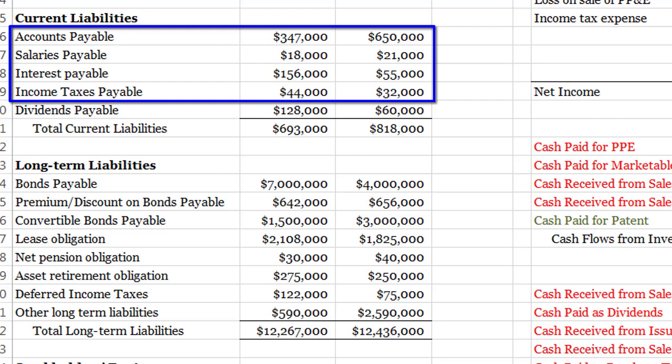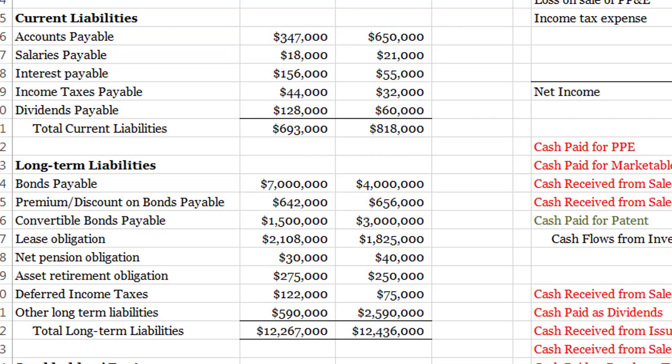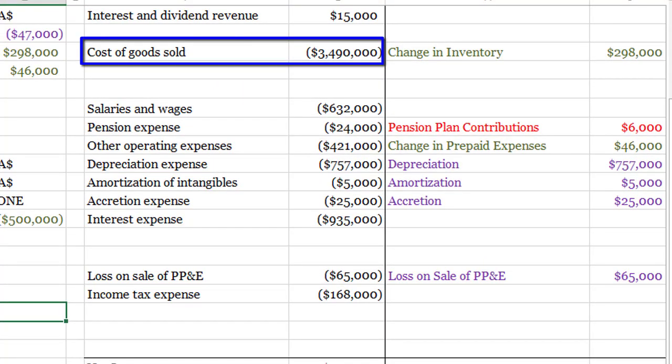You notice here that I've got salaries payable, interest payable, income taxes payable. I've got them all separate. So I don't need to worry about what part of accounts payable is cost of goods sold versus other things. At this point, we're using accounts payable just for the purchase of inventory. And that's what we're going to use this for, is to help us differentiate between what we show as cost of goods sold, $3,490,000, and what we actually paid for that inventory.